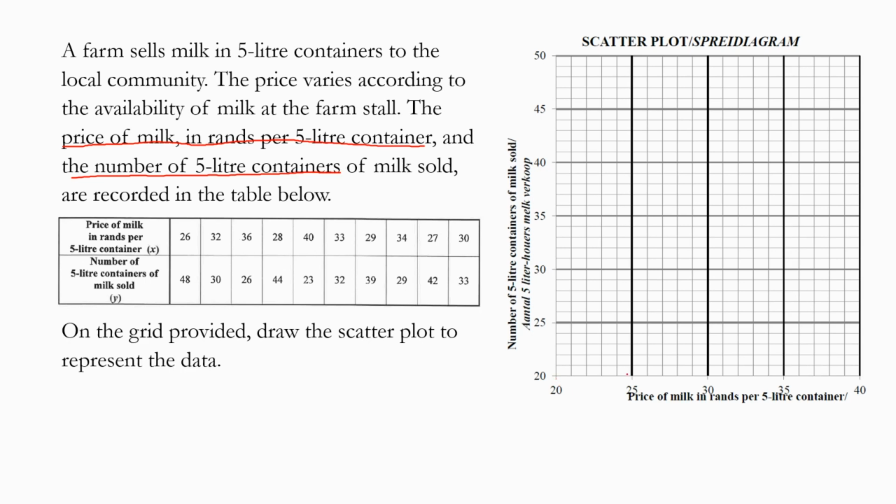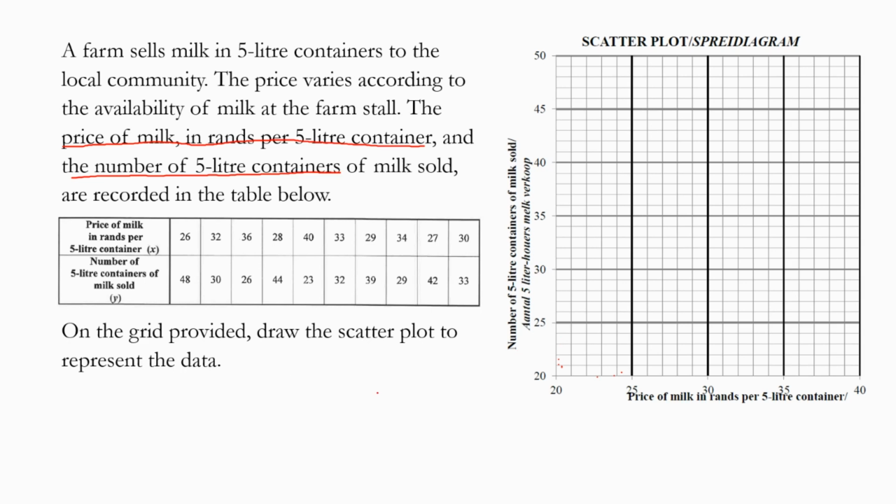So we have 20 to 25, and then it's divided into how many parts? 1, 2, 3, 4, 5. So it means each part represents 1 rand, isn't it? These are rands. Each part represents 1 rand here. So we're counting 20, 21, 22, 23, 24, 25. Okay, we're counting ones. Let's check the number of 5-liter containers from 20 to 25. And again, it's divided into 5 parts. So again, we're counting ones.